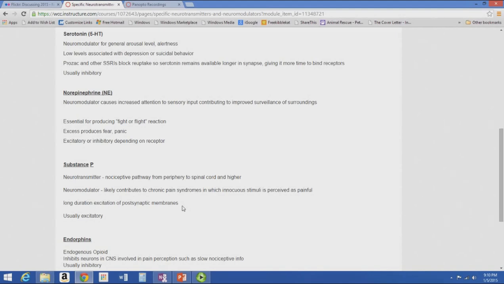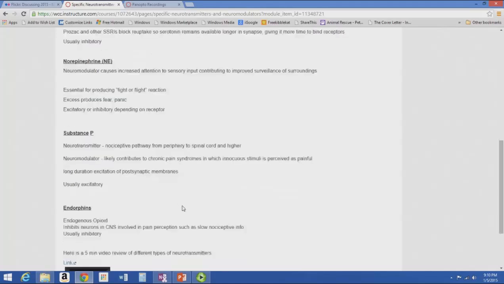As a neuromodulator, substance P is considered to be one of the main contributors to chronic pain syndromes. It's a long duration excitation of postsynaptic membranes, so it's usually excitatory. Substance P, it's a neuromodulator. It's floating around, affecting all the neurons in the area.